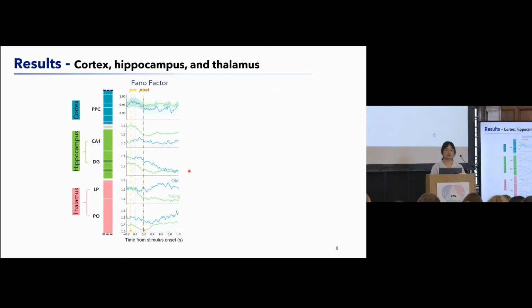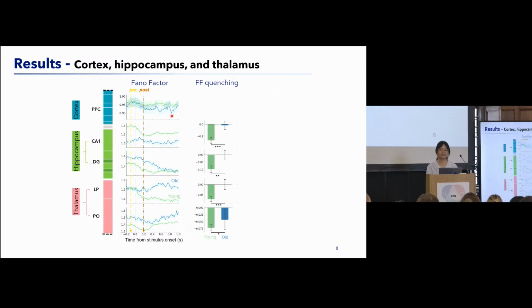Actually, the result of the PPC brain region is kind of surprising to us because it's inconsistent with previous research on monkeys. We're still exploring the reasons. Then, if we focus on the variability quenching, or Fano factor quenching, we found all the four brain regions showed a similar pattern, which means the old group showed a smaller variability quenching than the young group. Again, we didn't find a significant group difference in the PPC brain region.